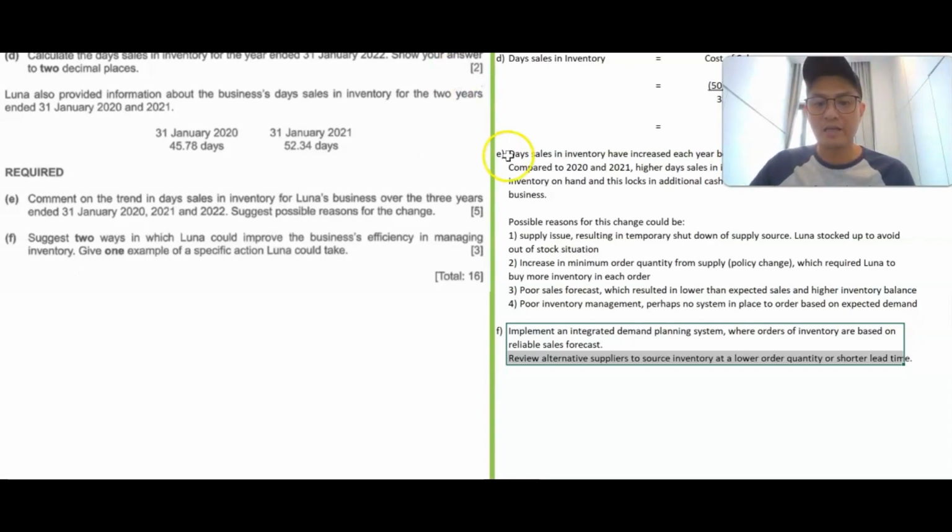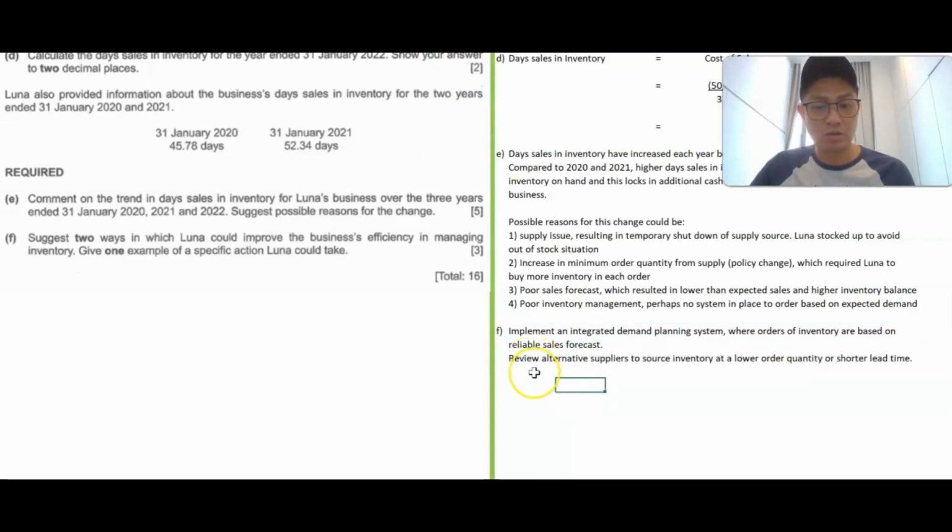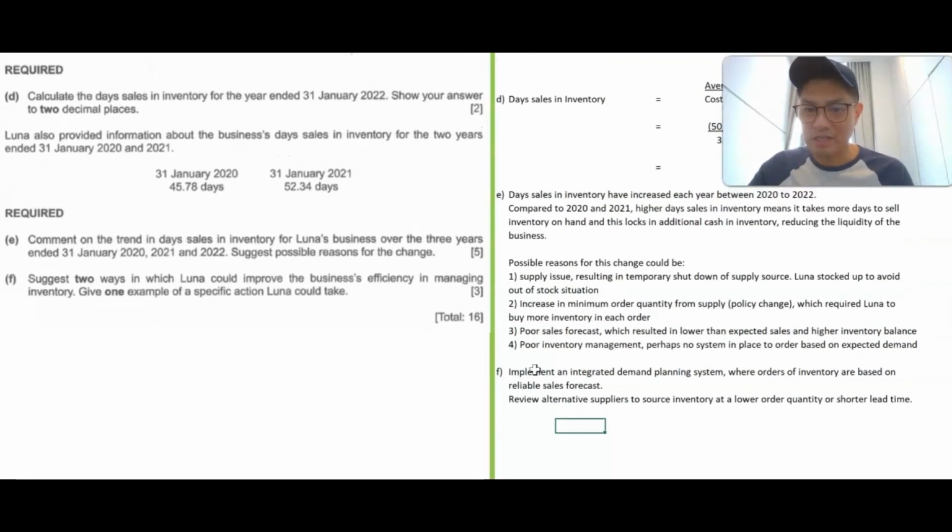And then the other one is you could also review alternative suppliers to see whether you can start to buy from different suppliers at a lower order quantity or a shorter lead time. So lower order quantity would help, right? Because if right now your supplier is asking you to buy only in multiples of 100 pairs of shoes, but you're only selling, I don't know, 40 pairs of shoes a month, then that's a bit too much. So if someone would be able to sell you at a lower order quantity, that would be great.